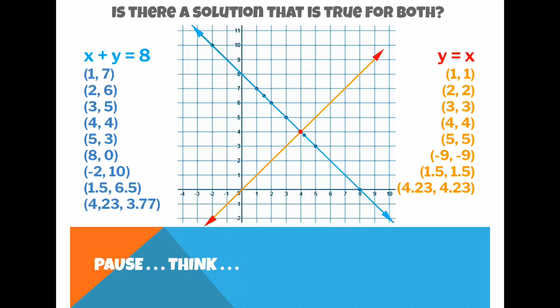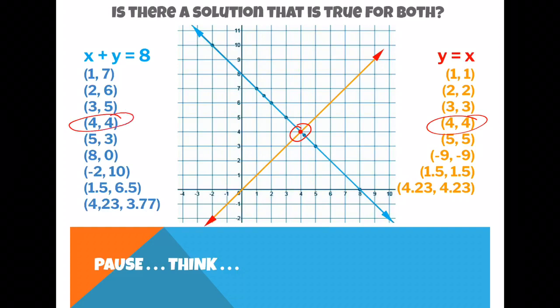And remember, if an ordered pair is a solution to an equation or to the line, it will be a point on the line. So we're looking for a point that exists on both the orange line and the blue line. Can you find it? Right. It's this point right here. That's the point 4, 4.